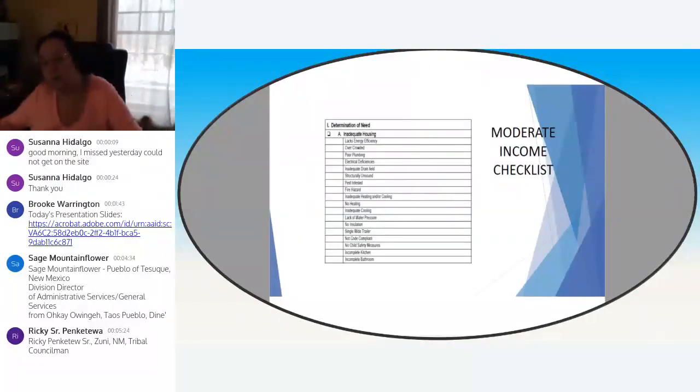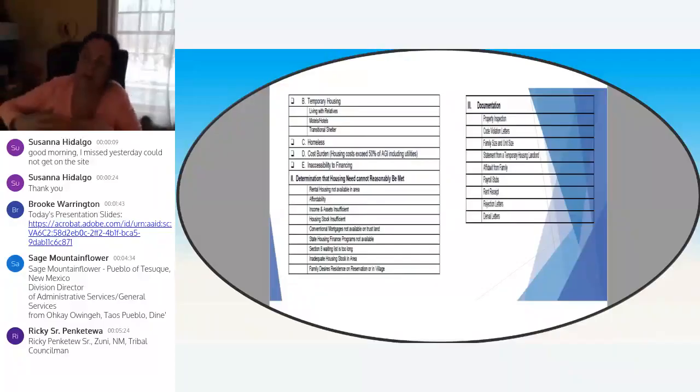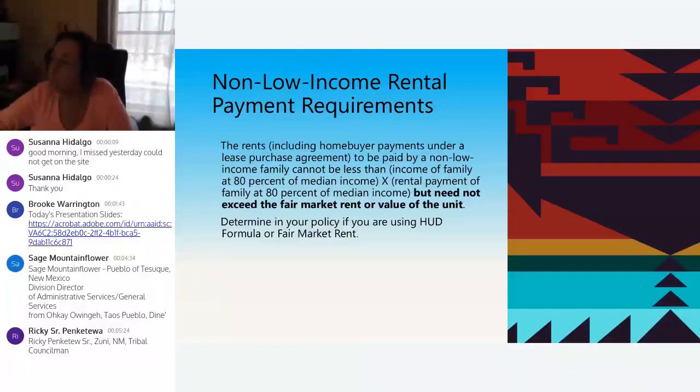And then, for your moderate income checklist, it's the same thing. You make that determination of the need. It could be an incomplete bathroom, incomplete kitchen, inadequate cooling, it's pest infested, it's a fire hazard, it's got electrical deficiencies. You build your own criteria within your policy. They're in temporary housing. Cost burden, it's over 50% of their adjusted gross income, including the utilities. The housing stock is insufficient in the area. That's definitely one we would click here. You're not able at this time to get conventional mortgages available on your trust land. We still got places where they fight with that. So make sure that you build up a policy for those areas.